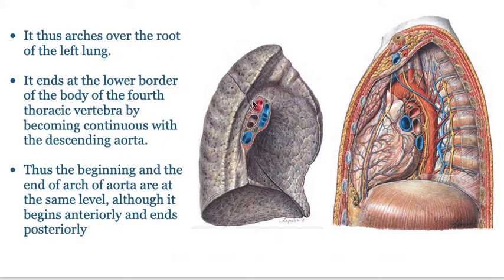After which it arches over the root of the left lung, ending at the lower border of the body of the fourth thoracic vertebra by becoming continuous with the descending aorta over here. Thus, the beginning and end of the arch of aorta lie at the same level, although it begins anteriorly and ends posteriorly.